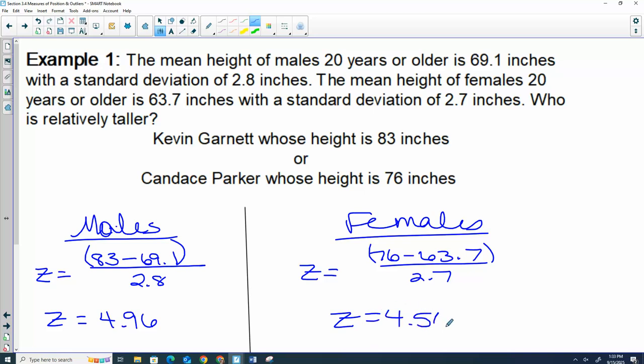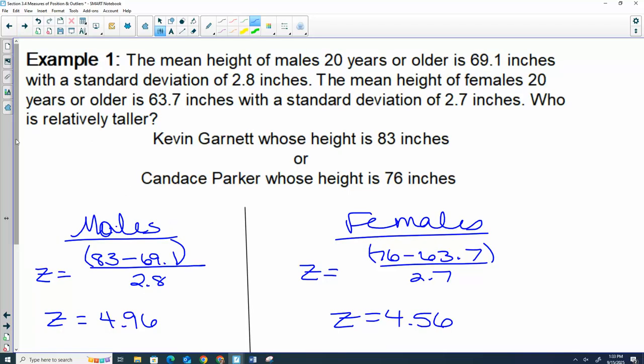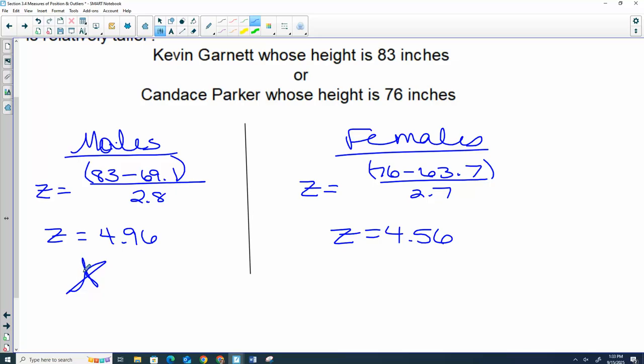So we get 4.56. So she is 4.5 standard deviations, but who was more? Right, Kevin was taller in comparison to his group because he was further from the average. So in theory, couldn't you also take 83 divided by 69, and that would give you like 1.2 something or other. And then if you did that also for the females, it would give you a different 1 point something or another. And then you'd be able to tell who was taller relatively.